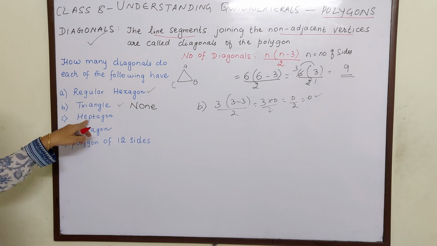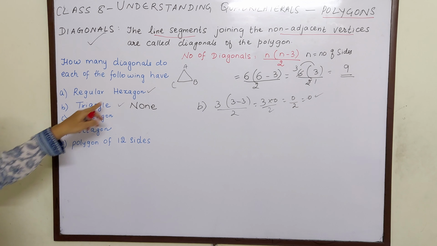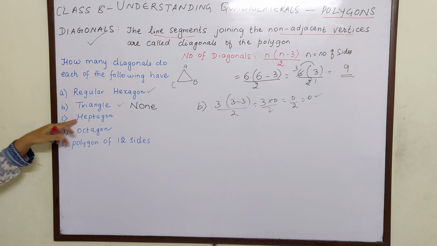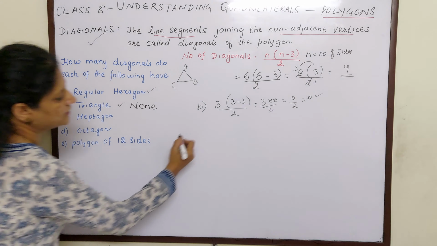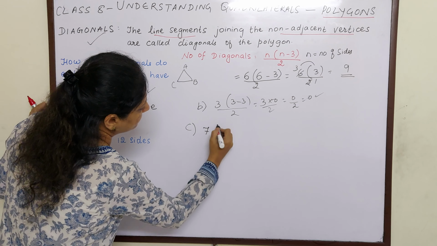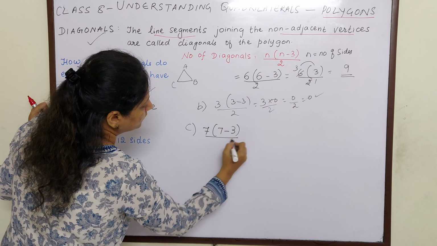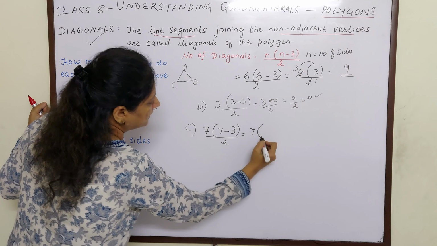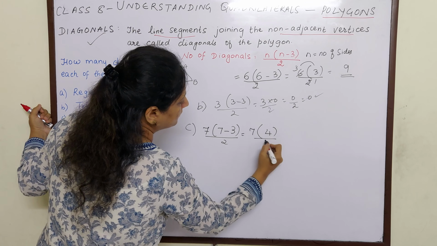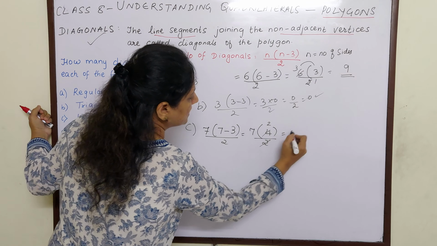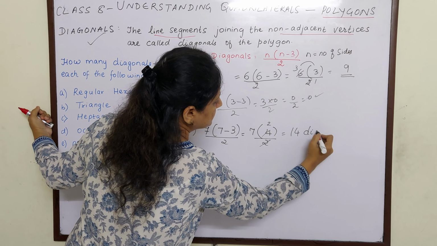So let us go to the next sum. How many diagonals does a heptagon have? Now heptagon means it is 7-sided. So I will write here 7, into 7 minus 3, divided by 2. 7 into 4 by 2. 2 twos are 4, 2 sevens are 14, so 14 diagonals.